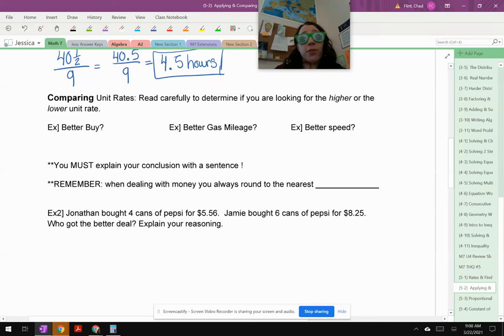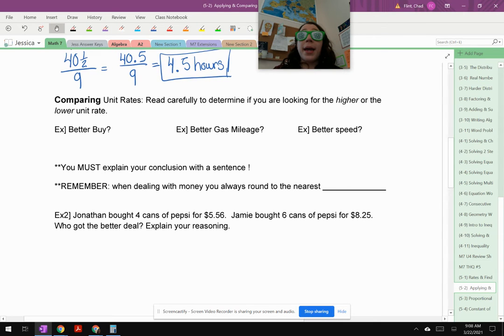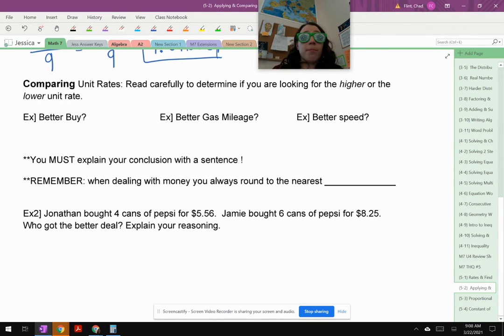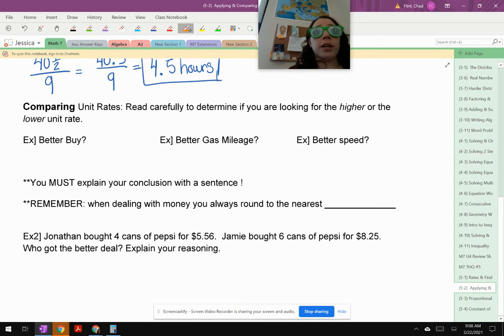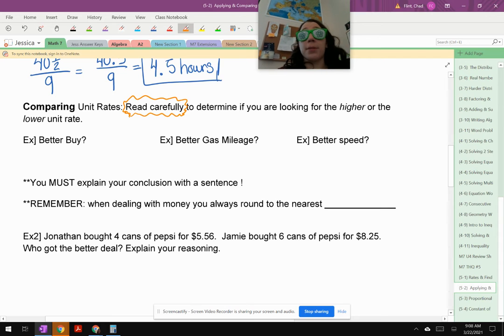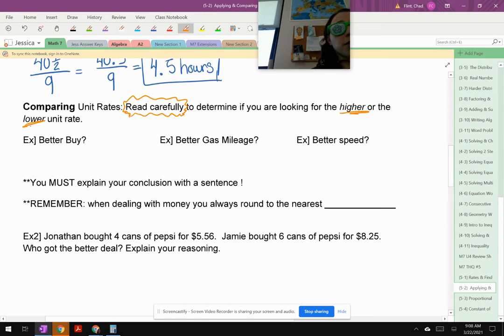So our second half of the notes here talks about comparing unit rates. So you're going to be finding maybe multiple unit rates, maybe 1, 2, 3 unit rates, and comparing them for the better one. When you're doing this, it's important that you read carefully. Almost always, every single math problem, it's important to read carefully to determine if you're looking for either the higher or the lower unit rate.